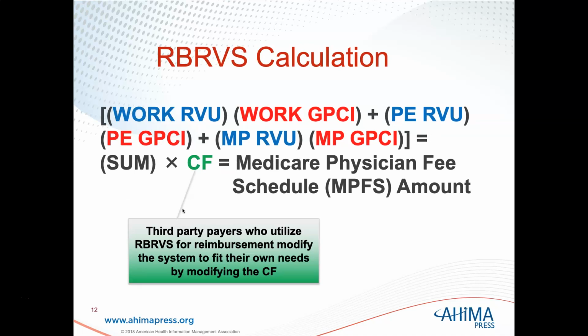So how do you calculate RBRVS? It is the work RVU times the work GPCI plus the practice expense RVU times the practice expense GPCI plus the malpractice RVU times the malpractice GPCI, and that gives you a sum. You multiply that sum by the conversion factor, and that gives you the Medicare physician fee schedule amount. Third-party payers who utilize RBRVS for reimbursement modify the system to fit their own needs by modifying that conversion factor. So just keep that in mind.